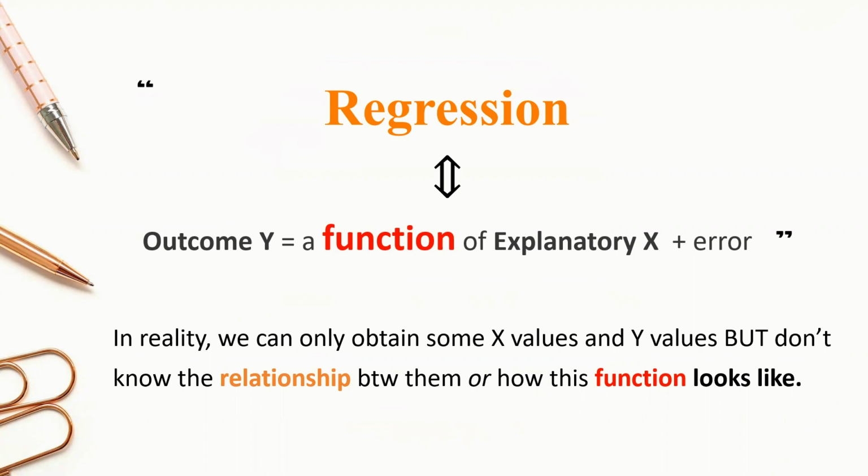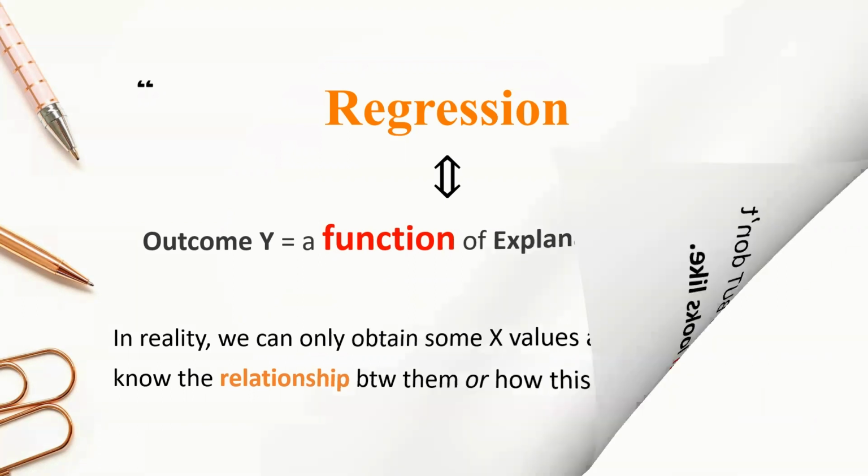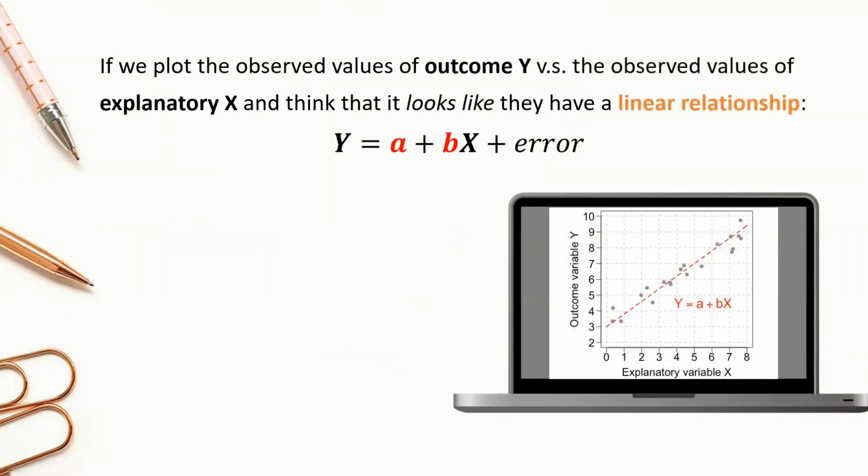And then usually we will use a strategy like this. We first plot the observed value of outcome y and explanatory variable x in a coordinate system like this, and then we try to guess which kind of relationship they have. For example, here it looks like they follow a linear relationship, so we can express the problem by an equation like this.